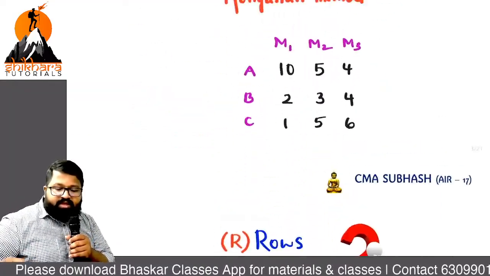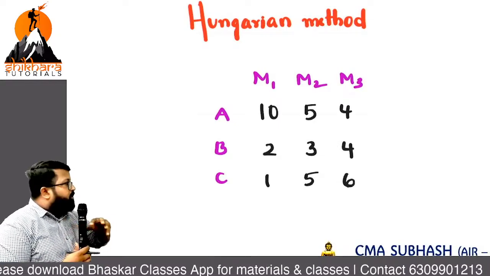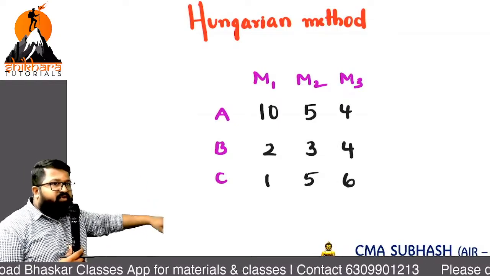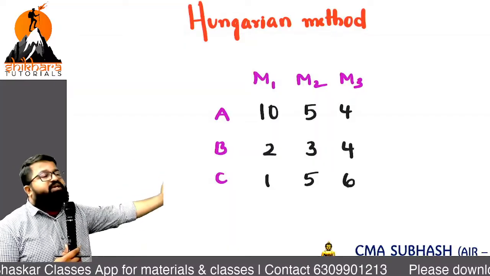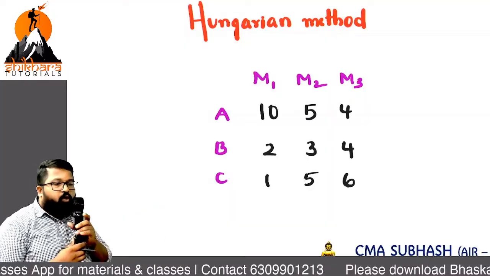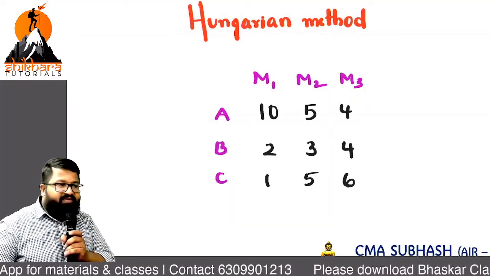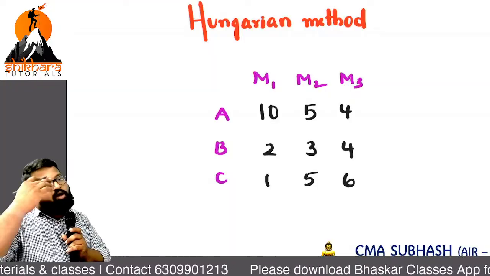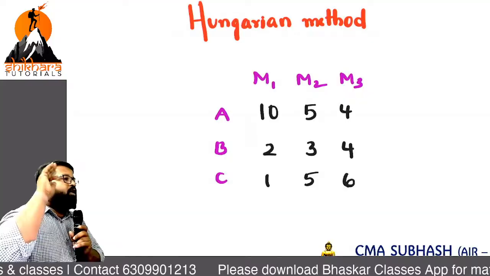Sir, normally in the case of assignment, they will give a matrix like this, or else we have to frame a matrix. In extreme cases, we have to frame a matrix. In better cases, he'll give a matrix. In this case, when the matrix is given, what is the first check? Whether the objective is maximization or minimization.